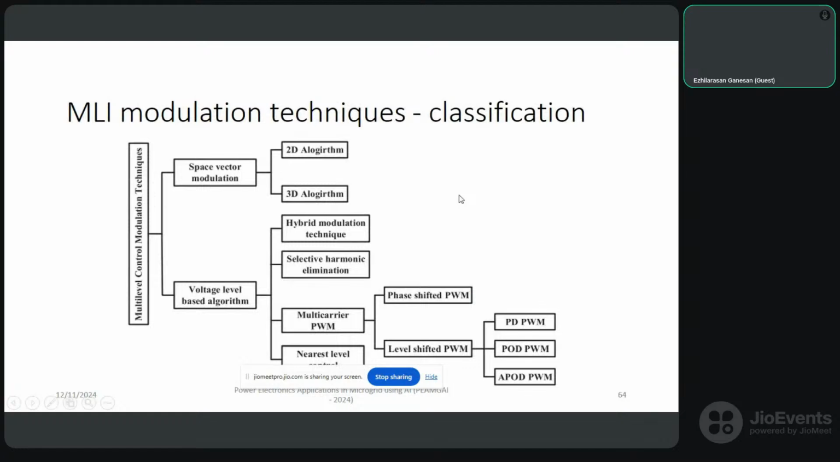The modulation techniques used for MLI are shown here. Multi-level modulation techniques: space vector modulation, voltage level based algorithm, 2D algorithm, 3D algorithm, hybrid modulation techniques, selective harmonic elimination, multi-carrier PWM, nearest level, phase shifted PWM, PD, POD, APOD PWM. All these modulation techniques are waiting for you to use them and do research.